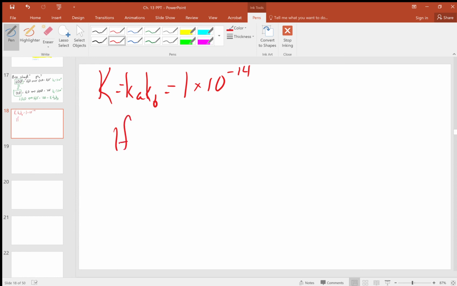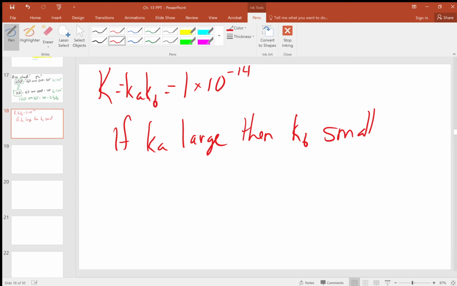And so if Ka is large, then Kb has to be small. Or in other words, they're inversely proportional to each other.